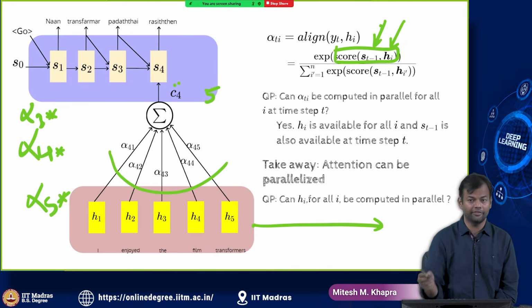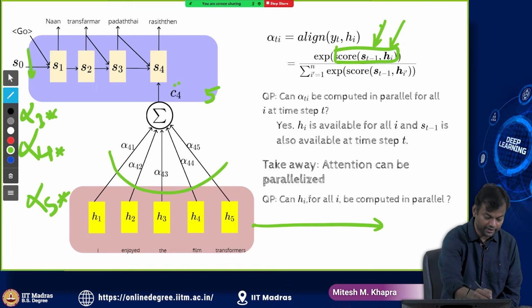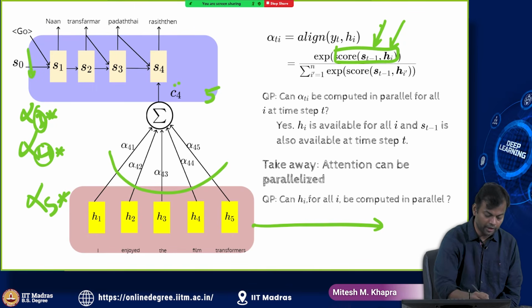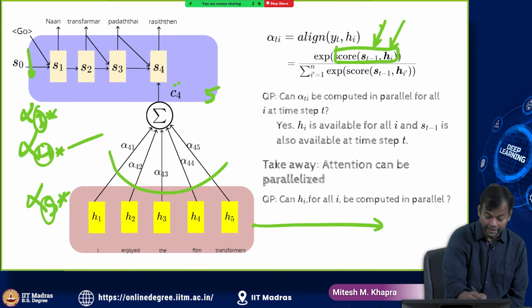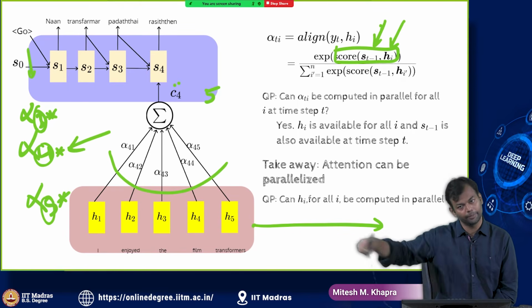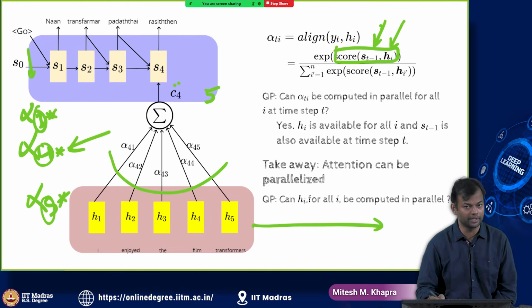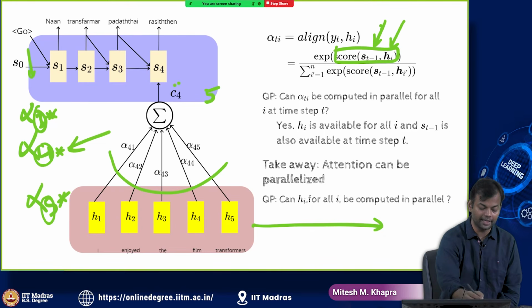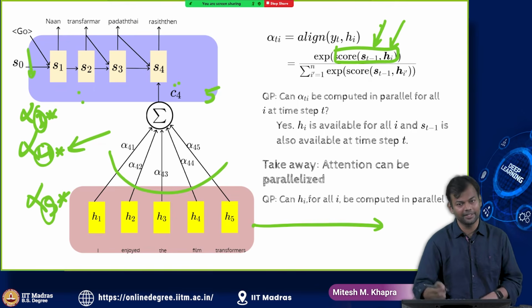So all these alphas across different t's, my t is changing here. Can I compute them in parallel? For a given t, all the alpha 4s, alpha 4,1 up to alpha 4,t, I can compute in parallel, that we have already seen. But can I compute all of these in parallel in one go? And the answer is clearly no.